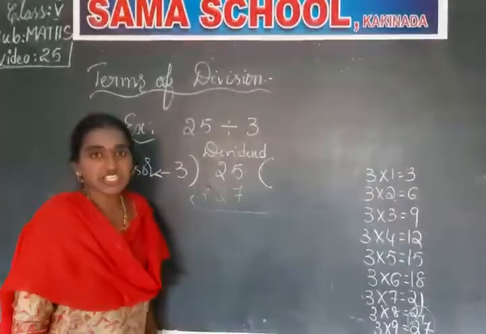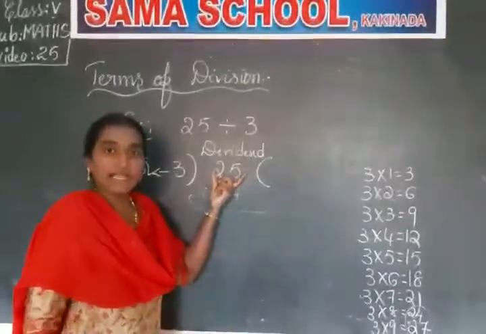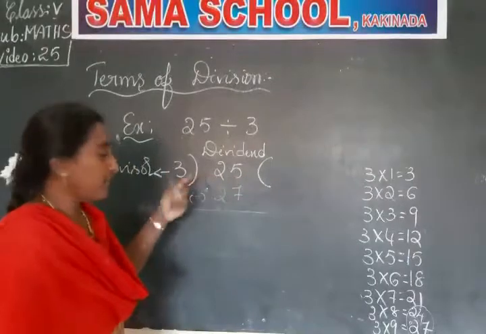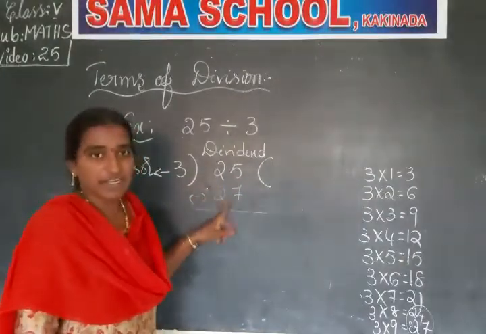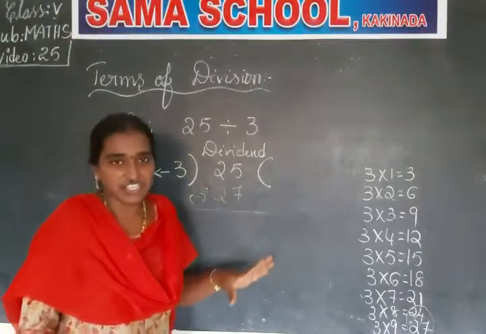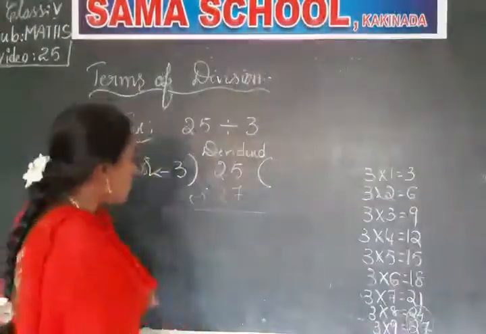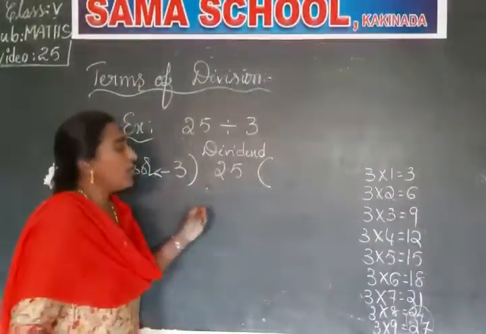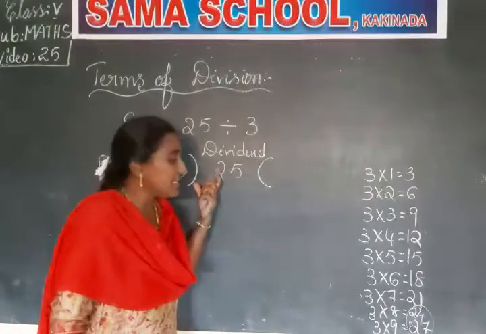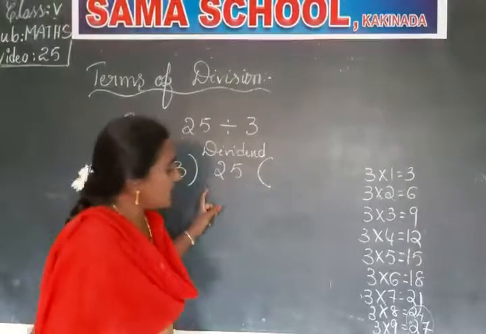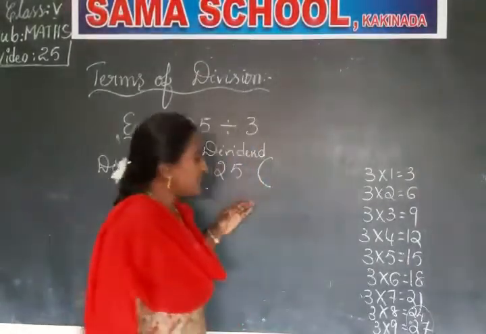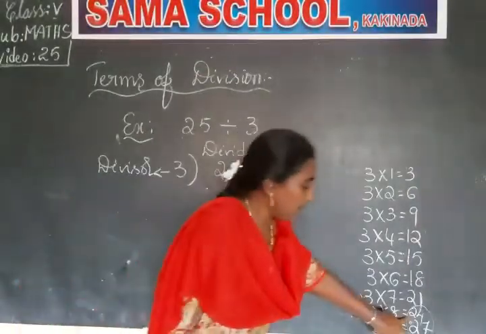But in the subtraction, we should always take the big number in the first place, right? But here 25 is the smaller number and 27 is the bigger number. In this case, the subtraction is not possible at all. So, because of this, we always have to take the nearest and smallest number to the dividend. Okay? And what is the nearest and smallest number than the dividend in the table?